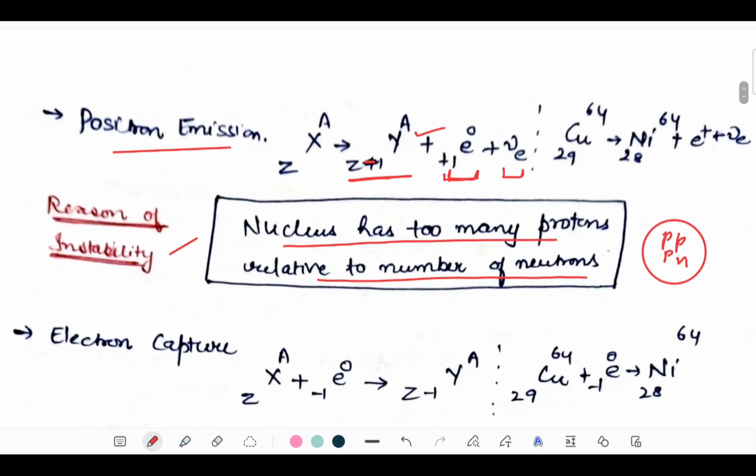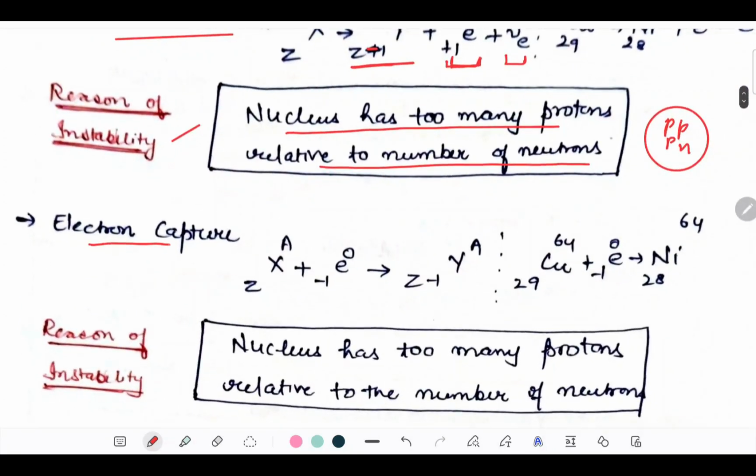Now what is the reason for electron capture? The reason is the same as that of positron emission. In this case also, the nucleus has too many protons relative to the number of neutrons, but what happens in this case is that an electron gets captured by the nucleus and it becomes a daughter nucleus in which the atomic number, that is the number of protons, is decreased by 1. We can also consider the example of copper. By taking one electron from the orbital motion, copper turns into nickel.